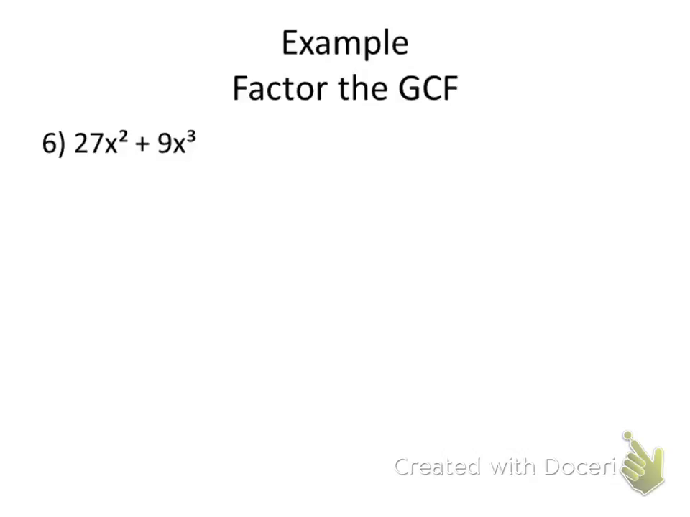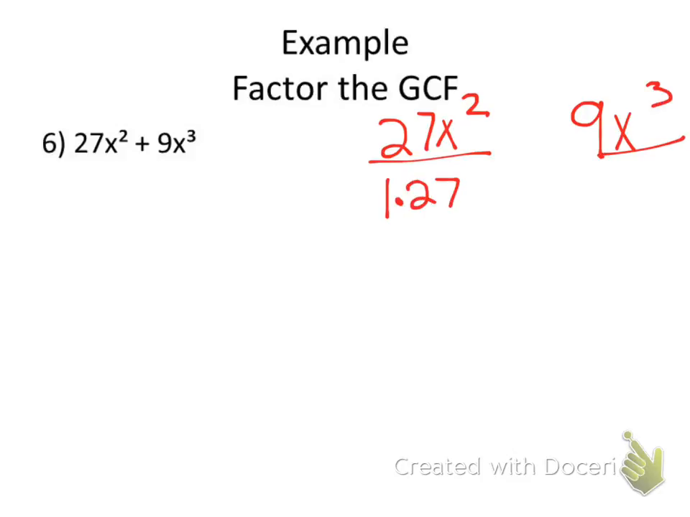The first thing you want to do on these problems is to find the GCF. So off to the side, we're going to talk about how we make a 27x squared and how we make a 9x to the third. 1 times 27. Good. And 3 times 9.